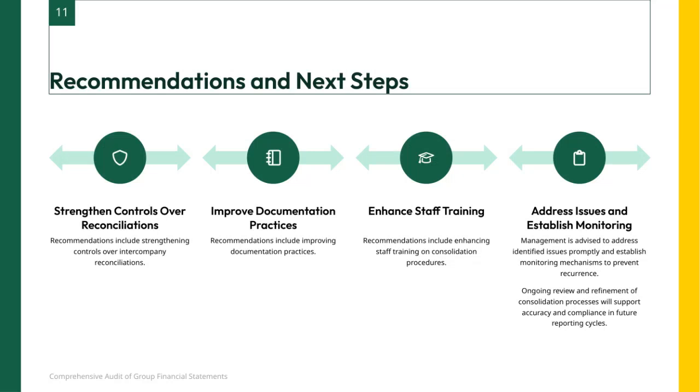To move forward effectively, we recommend strengthening controls over intercompany reconciliations to ensure accuracy and consistency. Improving documentation practices is also crucial, as clear and thorough records support transparency and audit readiness. Enhancing staff training on consolidation procedures will equip the team with the necessary skills and knowledge to handle complexities confidently. Finally, it's important for management to address any issues promptly and set up ongoing monitoring mechanisms. This proactive approach, along with regular review and refinement of consolidation processes, will help maintain accuracy and compliance in all future reporting cycles.